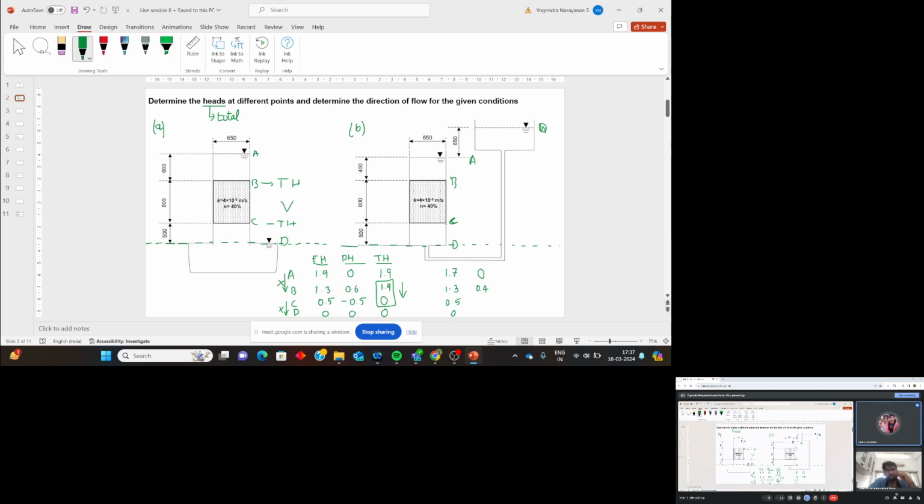2.35. No, okay, pressure head now. See, now what you have to do is keep the piezometer here at this point. To what level will it rise? 6.5. How much? 6.5 pressure head. No, no, total head difference. 6.5. See, let me explain.